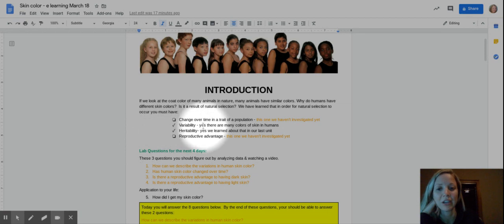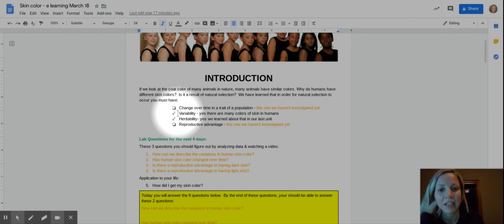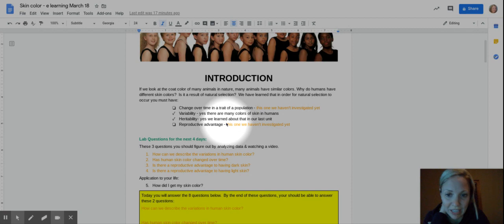We have our natural selection checklist here. We have learned so far that there's like 4 factors if we're looking at a trait being caused by natural selection. So we know that it must have change over time in a trait. So this is something we're going to be investigating today. There must be variability, and yes, there is many different skin colors. It must have heritability. That's something we looked at last unit. And there must be some sort of reproductive advantage if there is directional selection in a trait. So this is what we're going to be looking at.